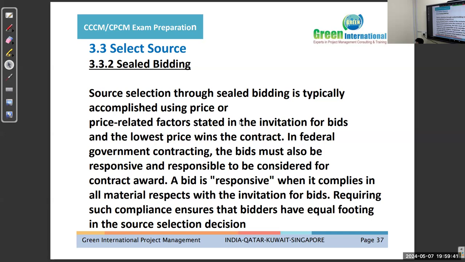In federal government contracting, the bids must be responsive and responsible to be considered for contract award. A bid is responsive when it complies in all material aspects with the invitation for bids. Requiring such compliance ensures that bidders have equal footing in the source selection decision.